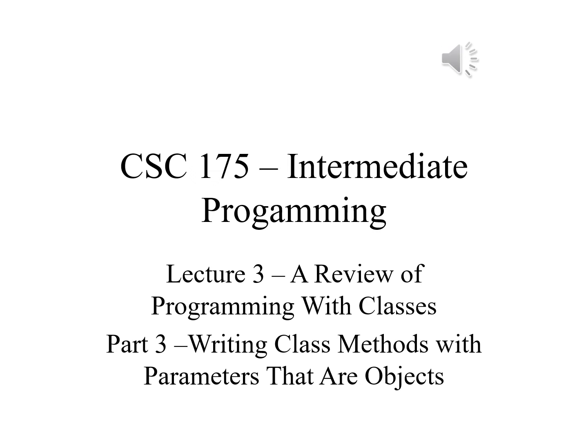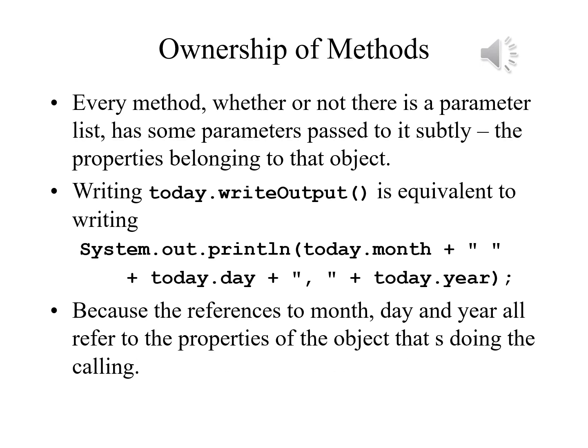In Part 3 of Lecture 3, we will discuss writing class methods with parameters that are objects. For a method to work, it needs to have some data. That data may be local to the method. In most cases, there is a need for the method to obtain data from somewhere else in the program. That's where parameters come in.